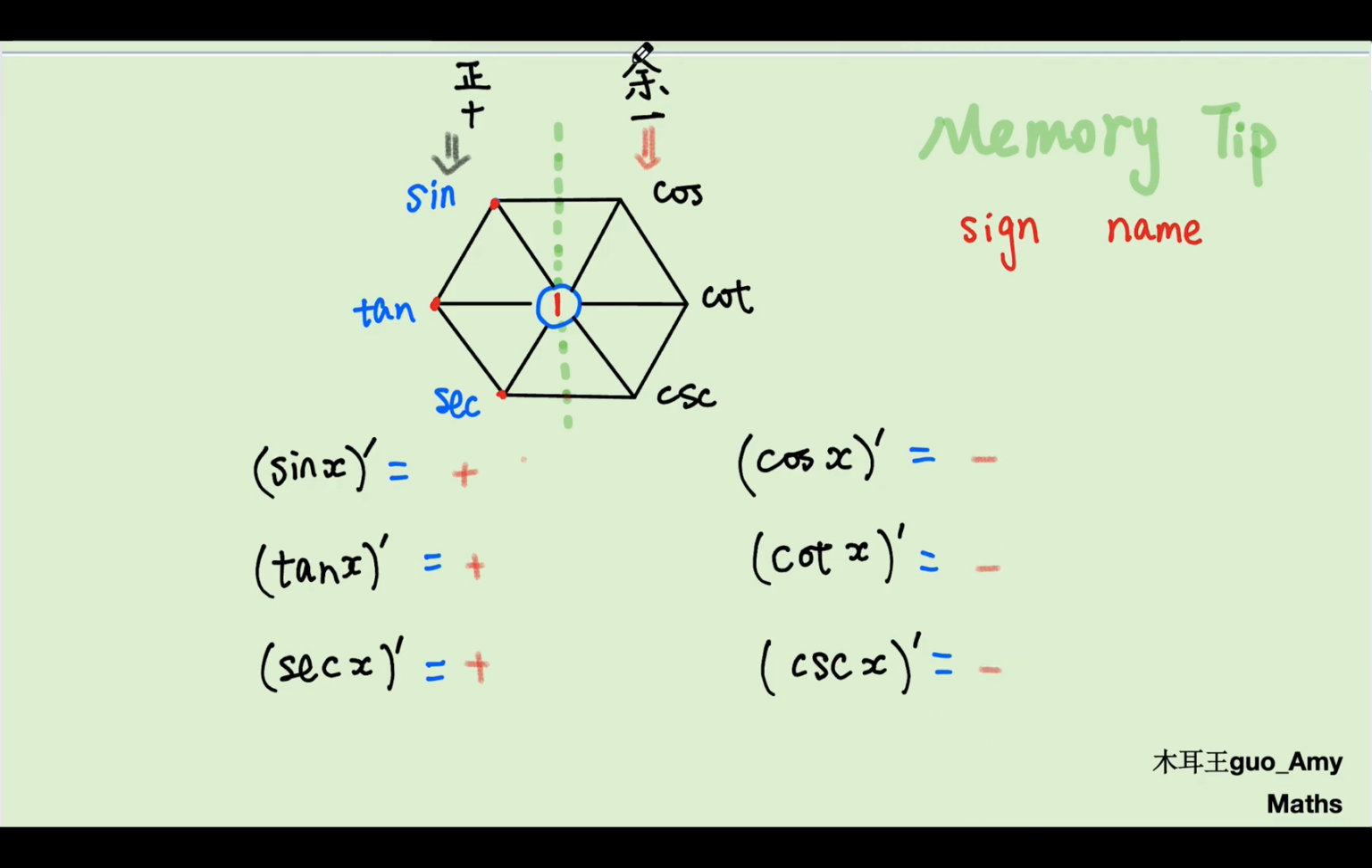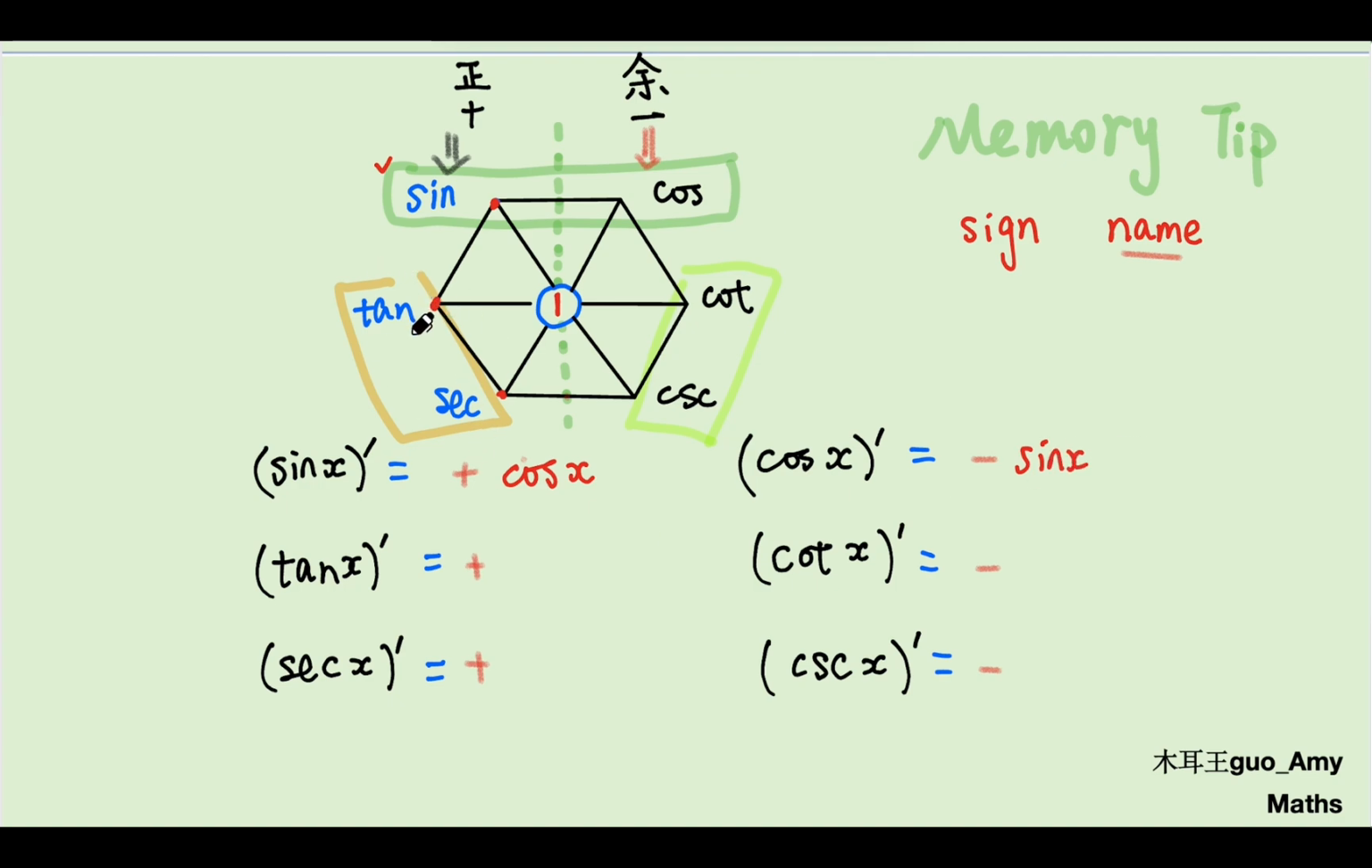Then for the second step, when we determine the name, we are going to divide these 6 functions in 3 groups. Sine and cosine will be the first group. Then tangent and sec will be second group. Cot and cosec will be in the third group. Then the rule is like this. For sine x in the first group, the derivative is positive cosine x. And then for cosine x, derivative will be negative sine x.